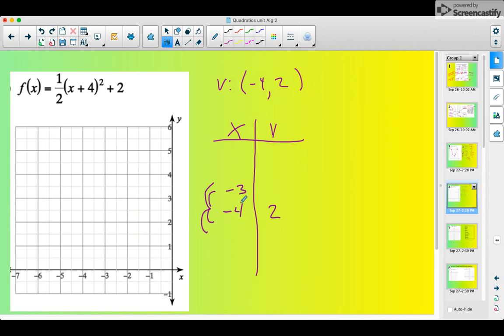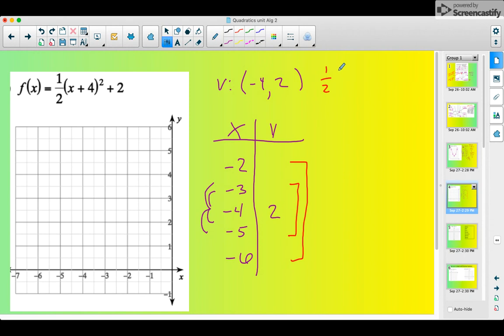So I'm going to pick negative 3 and negative 5 because they're both 1 unit away from negative 4, and negative 2 and negative 6 for the same reason. They're 2 units away. Because I did it that way, I should be able to get the same y values here and there. So I plug them in off to the side.